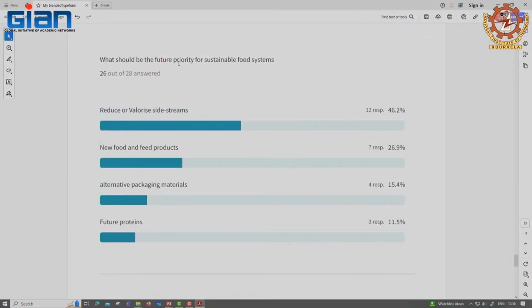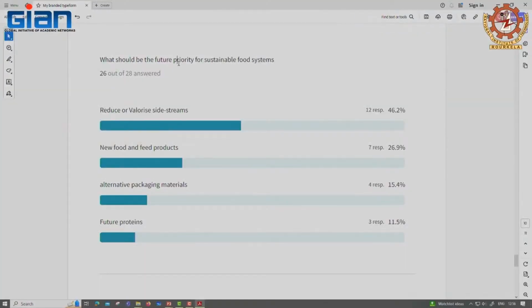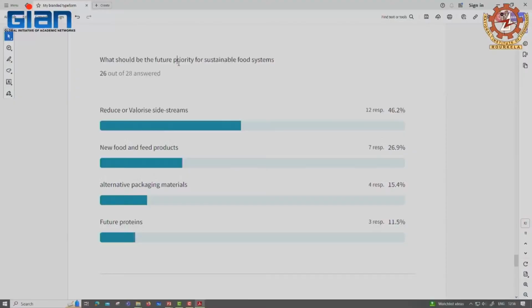So 46% think the future priority should be to reduce waste or valorize side streams. That's good. So you stop wasting food from now onwards. New food and feed product 26%, agreed. Alternative packaging material 15.4, future protein 11.5, those who are working on alternative protein definitely. Technically, if there was another option, all of the above, that would have scored the most. I just wanted to see what your priority areas are.